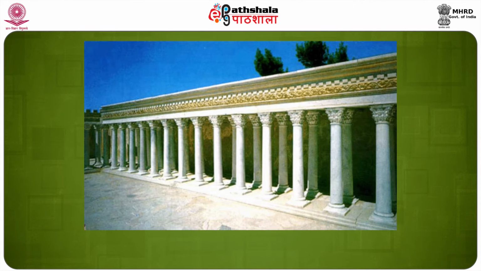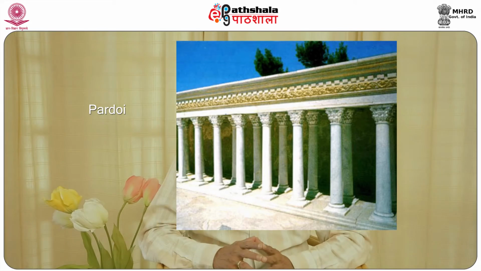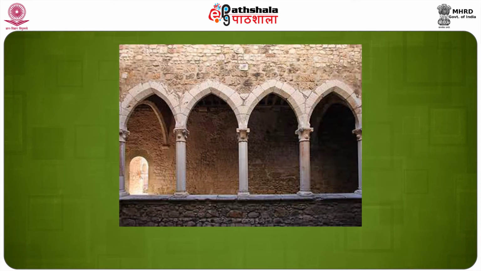The scaenae frons was originally not a part of the building itself, constructed only to provide sufficient background for the actors. It was decorated with columns, niches, porticoes, projections and statues. The parodoi of Greek theatre were replaced by two large rooms at the end of the stage which had arches that could be used by the actors for entries and exits.